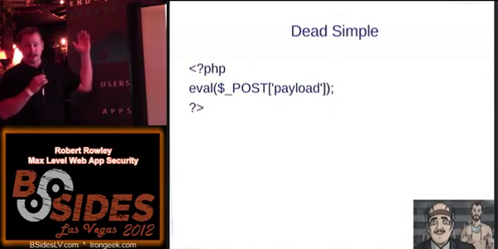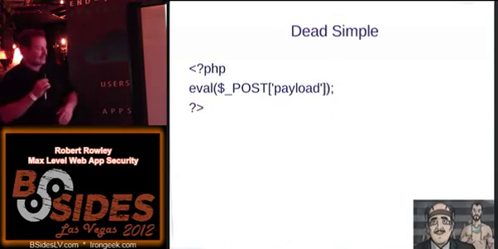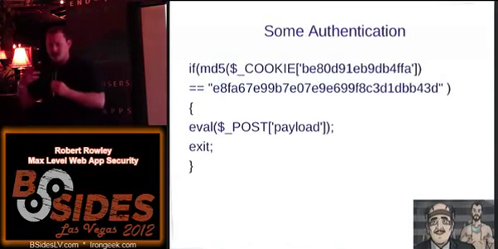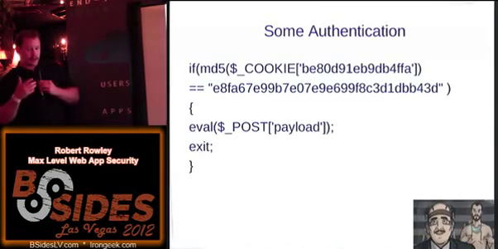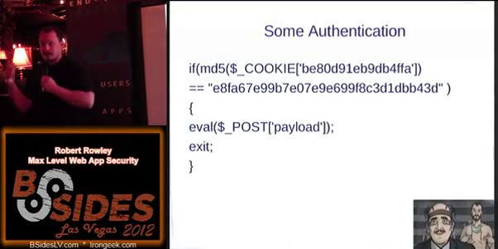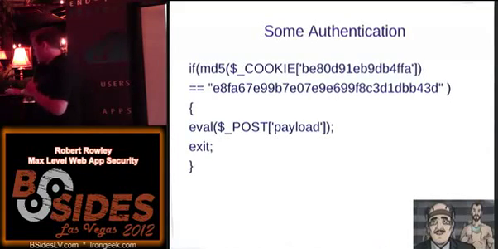So this is dead simple. Anybody here can't read that? Good. It evals a post payload. And then they get a little bit more complicated. They'll use an MD5 cookie, or basically a value of a cookie, and do some authentication before they allow somebody to execute code, so nobody can just run around executing code on their backdoor.